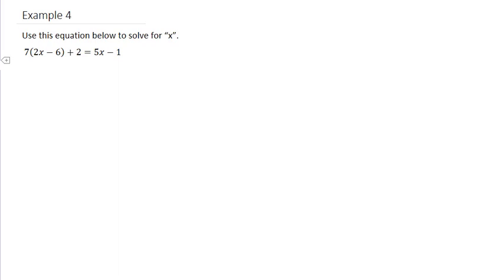So here we have this. So let's go ahead and distribute, and we'll rewrite it like this. So we have 7 times 2x, so that's 14x. Now we have 7 times this negative 6, so that's minus 42. And then we have plus 2, which is equal to 5x minus 1.